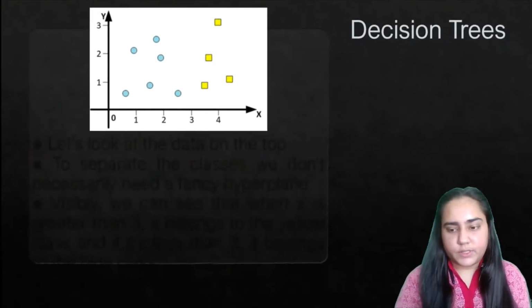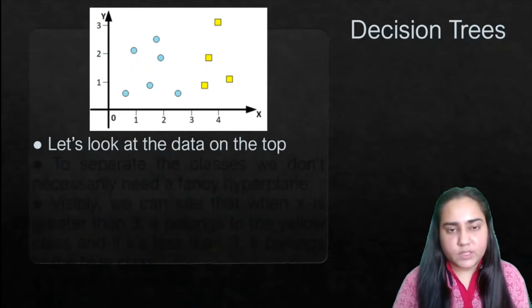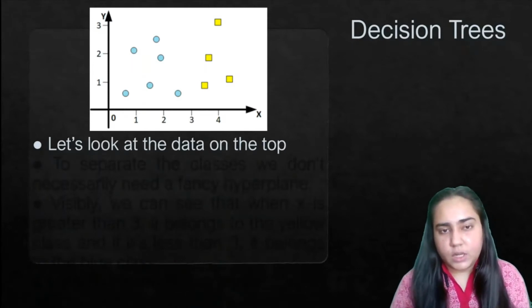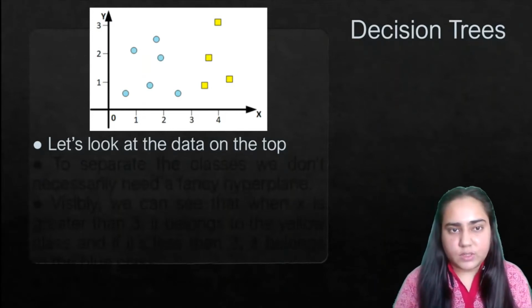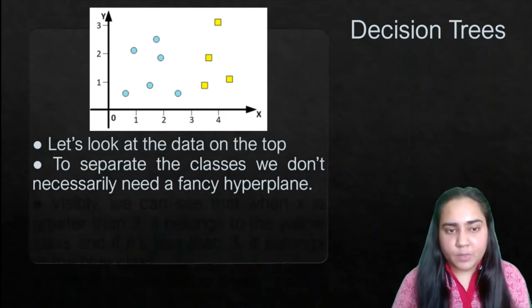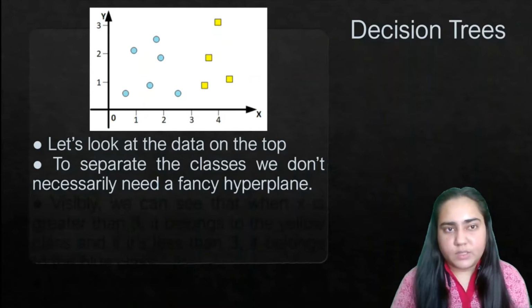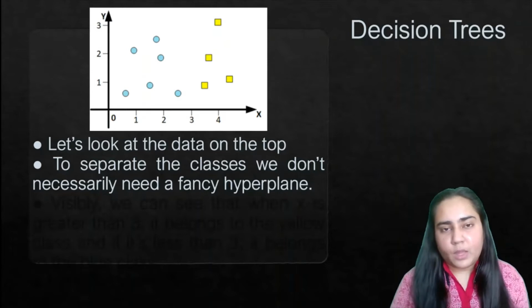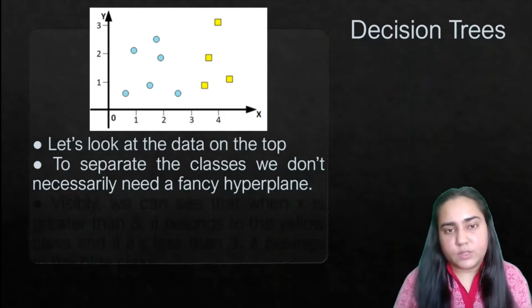First of all, what are decision trees? Let's take a look at this data on the top. It's a simple scatter plot and it does not contain a lot of data points, as you can see. There are some data points which are blue and some which are yellow squares. To separate the classes, we don't necessarily need a fancy hyperplane. That is something done in a support vector machine algorithm, which I haven't explained in any of the videos, but maybe in a future video we could discuss that.